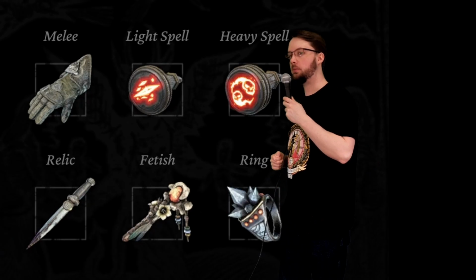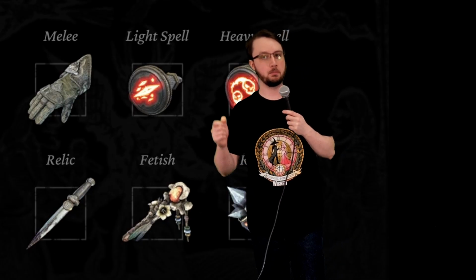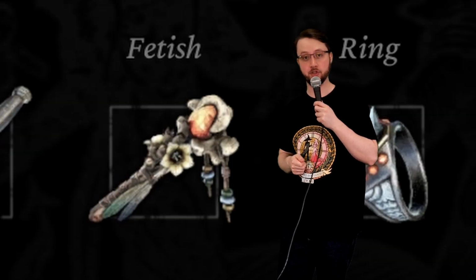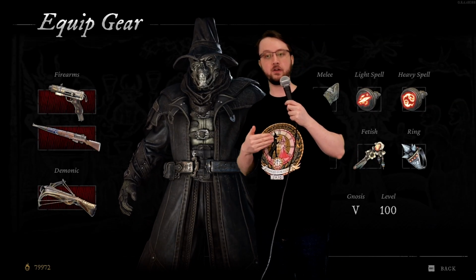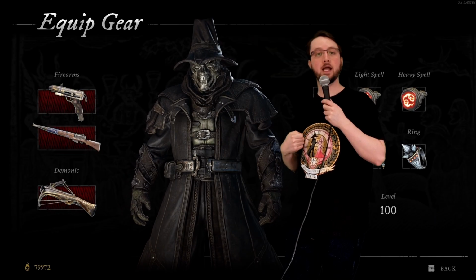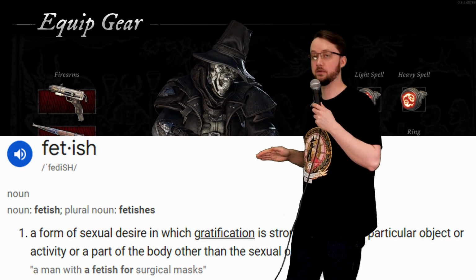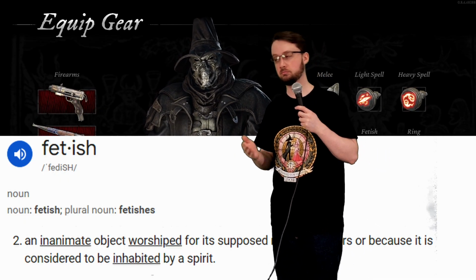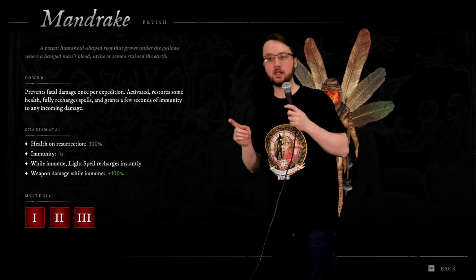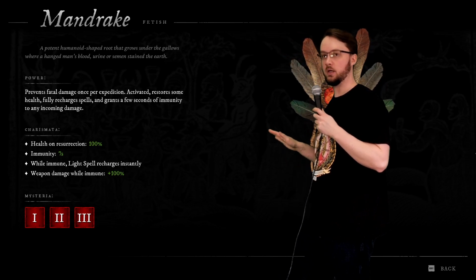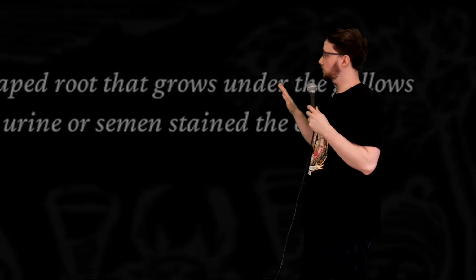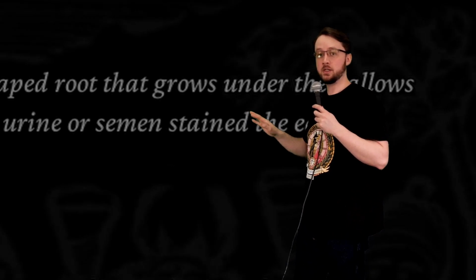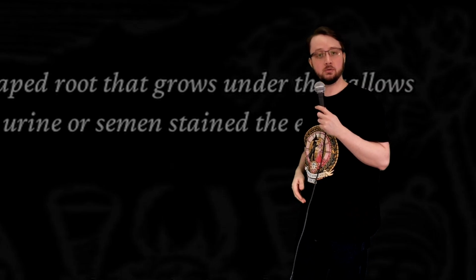And lastly, the armory is also where you go to equip other things, like melee weapons, spells, relics, rings, and fetishes. Now at first I thought that was interesting word choice as well, but as it turns out, fetish doesn't only mean something freaky. It could also mean an inanimate object worshipped for its magical powers. There you go. But then I read the description for Mandrake, and I was like, really? Maybe that is appropriate verbiage. Because I don't know how else that could happen, you know?